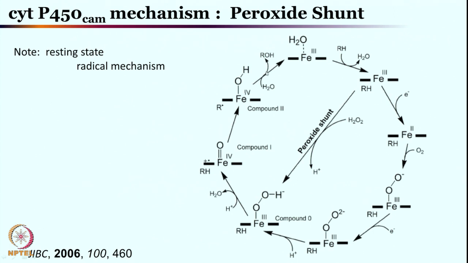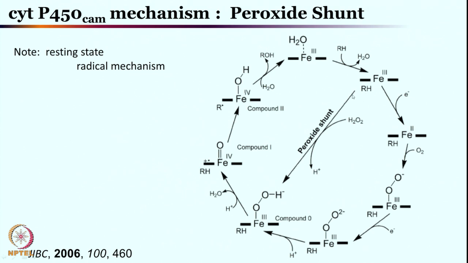That is fantastic. Now this water molecule displaces the ROH to slowly but steadily form this iron(III) aqua complex, which is nothing but the resting state of the enzyme. Note that this is where the radical is generated, and that is the origin of the radical mechanism overall that we see over here.